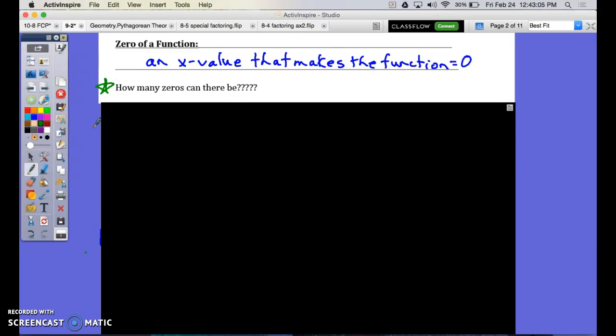Quickly addressing this, how many zeros can there be? Well, if you think about a parabola, I'll draw a quick sketch here. We could have our graph cross twice, we could have our graph touch the x-axis once, or we could have our graph not touch it at all. So those are our three options: 0 zeros, 1 zero, or 2 zeros.